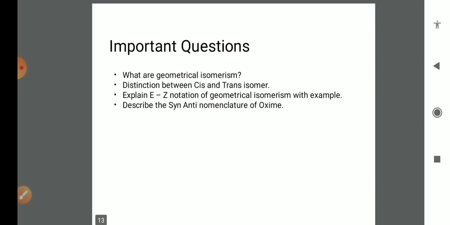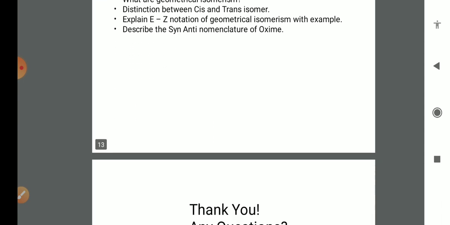Now some important questions. What is geometrical isomerism? What is the difference between cis and trans isomers? Explain the E and Z notations of the isomers with some examples. Describe the syn and anti nomenclature of the oximes.